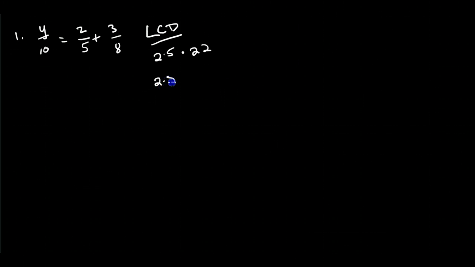10 is 2 times 5. 5 is just 5. And 8 is 2 to the third power. So our least common denominator has to have the highest power of each individual prime number. So 2 to the third power is the highest power of 2, and 5 to the first power is the highest power of 5. So 5 times 8 is 40. That will be our LCD.